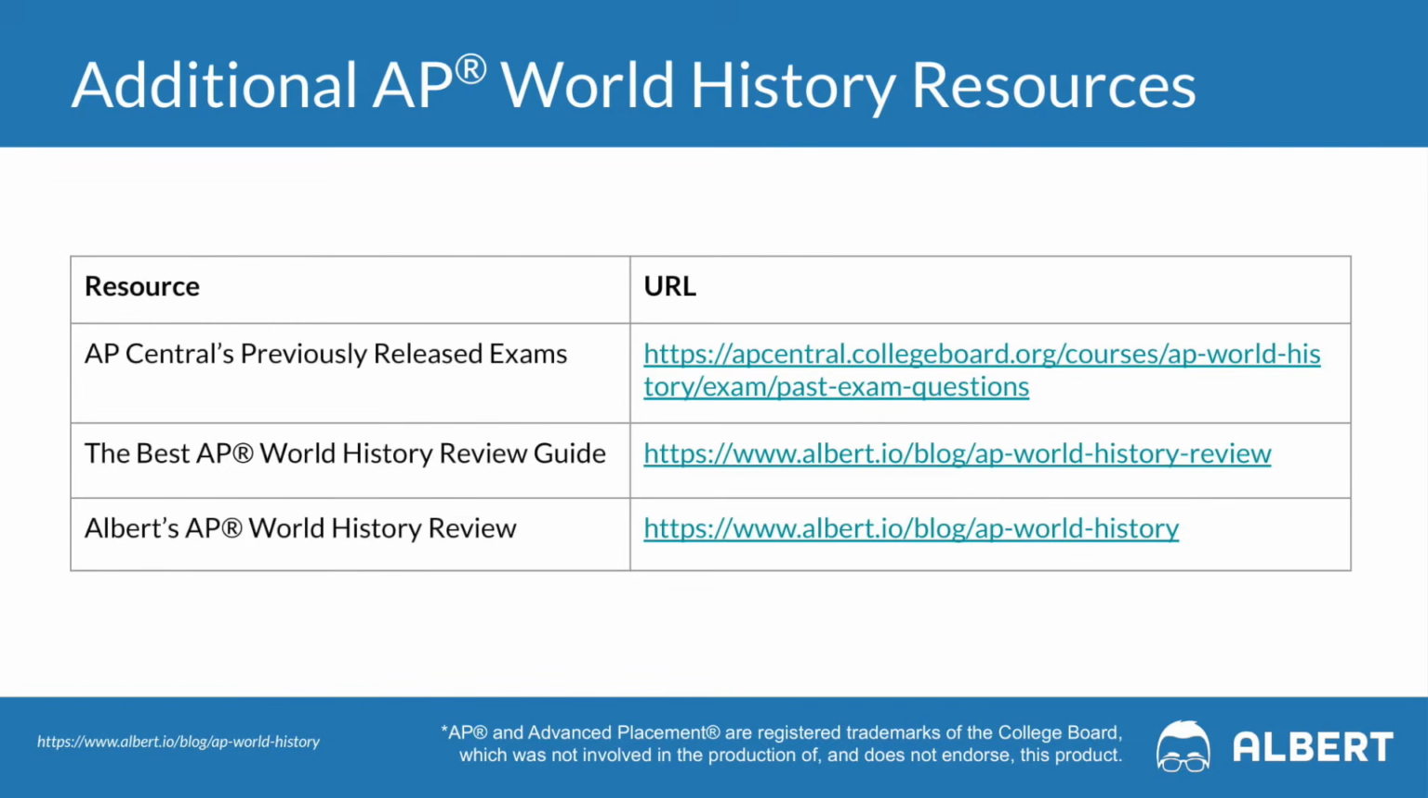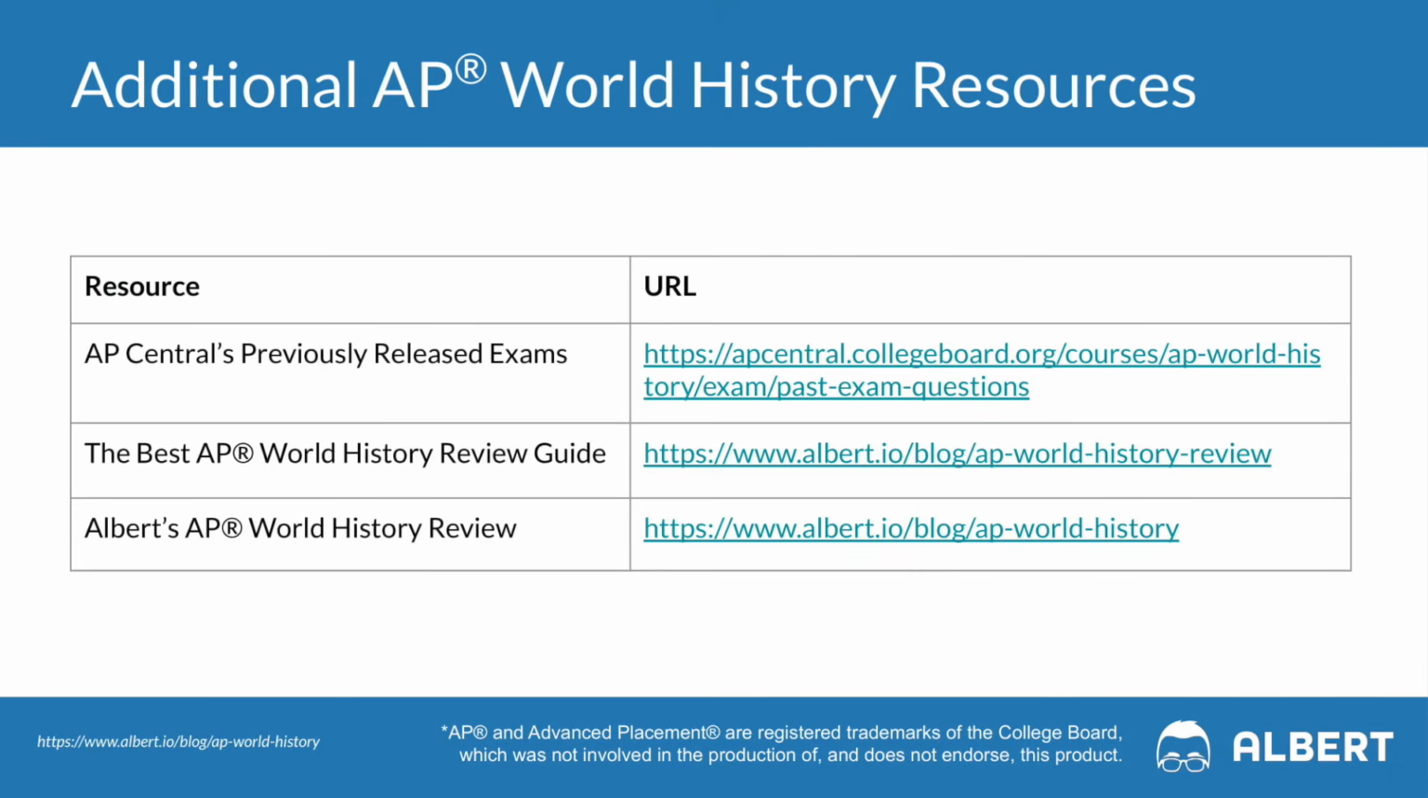3 additional resources that you may find helpful as you start preparing for your AP World History exam. The first one is the College Board's AP Central, which provides all of the past released exams complete with scoring guidelines, chief reader reports, as well as sample responses. This will help you understand what earns you points and what doesn't earn you points as you start practicing. There's no better source of practice for the FRQs than the actual past exam questions.